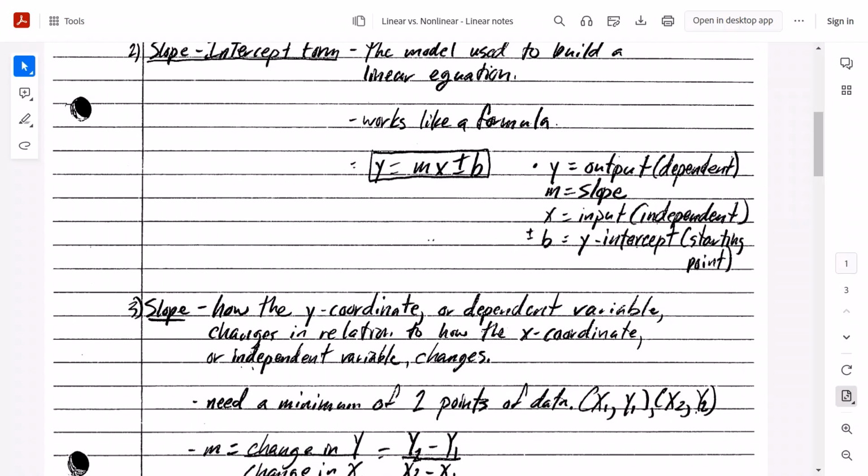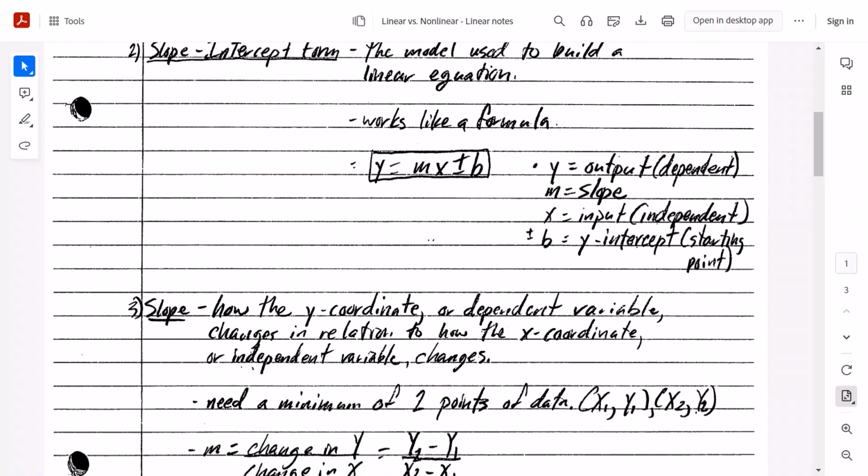This is where your dependent variable is found. You find y after you do everything on the right side to it. All right, m is your slope. Your slope is basically the ratio of the change in your y's, or your vertical distance, over your x, or your horizontal distance. We'll explain more about that in a minute.